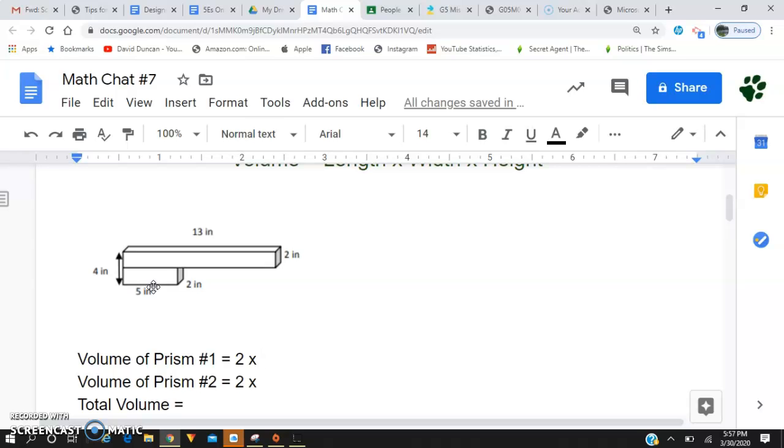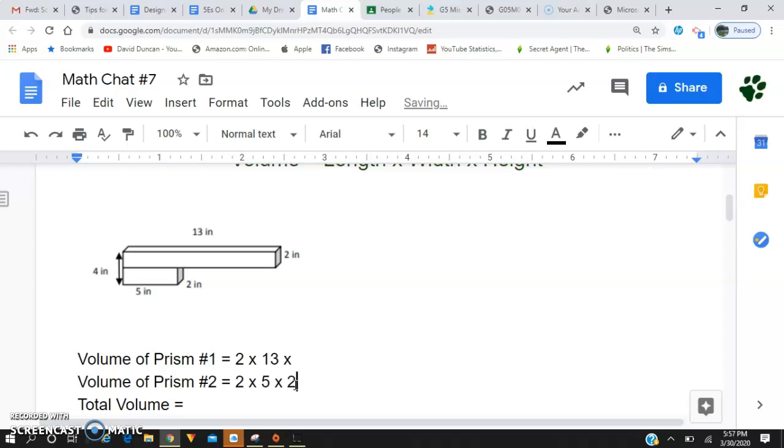Now I'm going to look at the length of each one. The length of this right rectangular prism is 13 inches. It tells me that right here. Now the length for this one is going to be 5 inches. Let me add my multiplication sign here. Now I'm going to want to find the width of each one of these. Well, I know that the width right here is 2. It's kind of hard to see, but this 2 is the width right here, and that's prism 2.